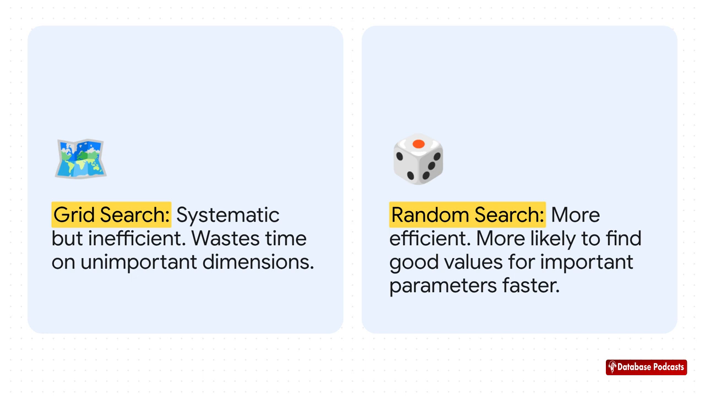But random search, by just picking random points across the whole space, is statistically way more likely to stumble upon a really good value for the important parameters, and it does it much, much faster. It's a gamble for sure, but it's a smart one.